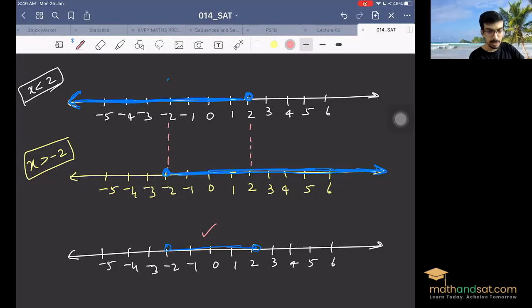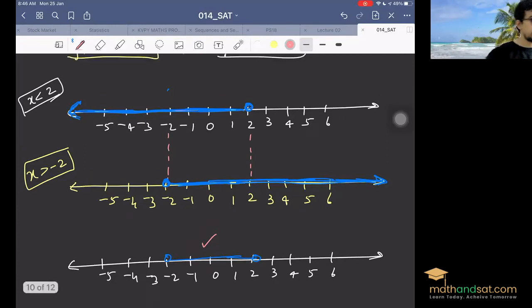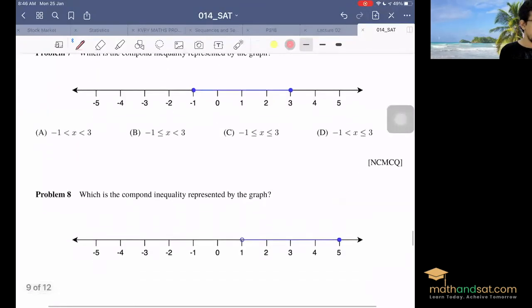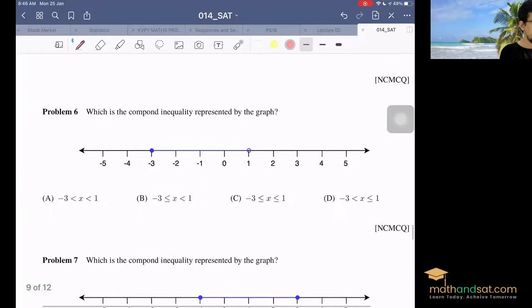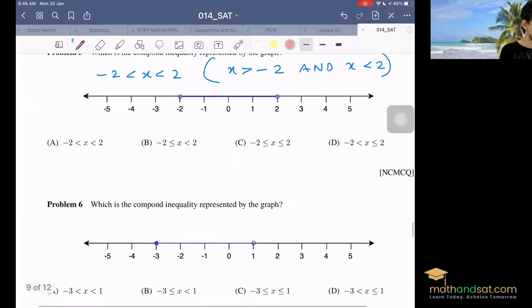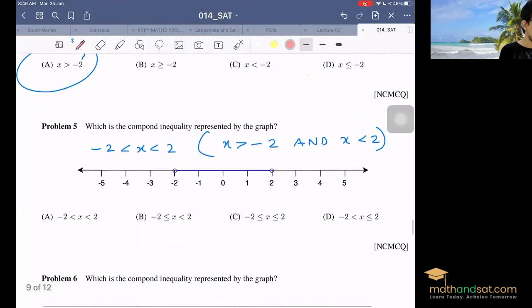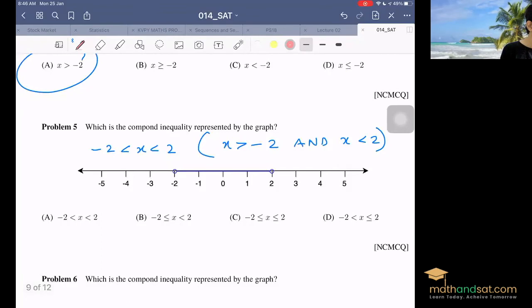So when they are combined by AND, you have to take the common region. When they are combined by OR, you have to take both regions. So that was about this question. What is the answer here in this question? The answer was -2 < x < 2.